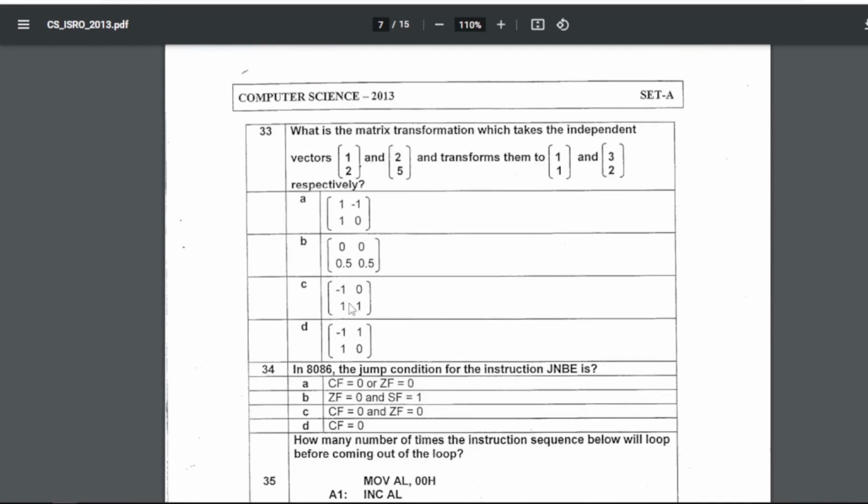Question number 33 is, what is the matrix transformation which takes the independent vectors (1, 2) and (2, 5) and transforms them to (1, 1) and (3, 2) respectively. For this particular expression, the answer will be D. If you solve this, you will get the answer D.